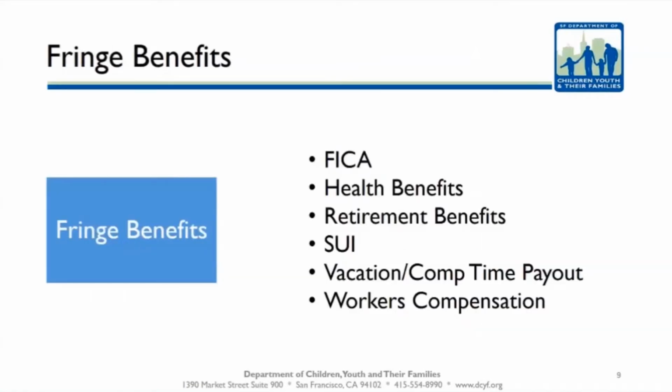The next budget category is fringe benefits. These are for benefits and withholdings that are associated with employment with your agency. That includes FICA, health benefits, retirement benefits, SUI, vacation and comp time payouts, and workers' compensation, which are all eligible expenses under this category.